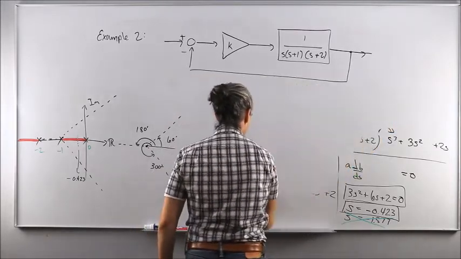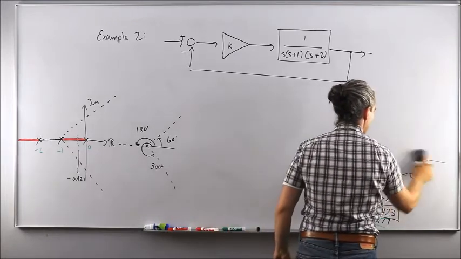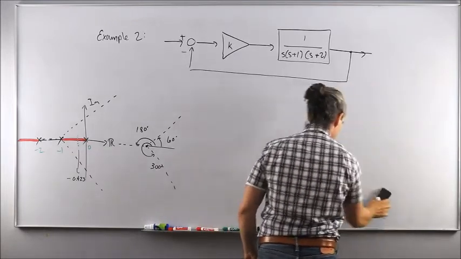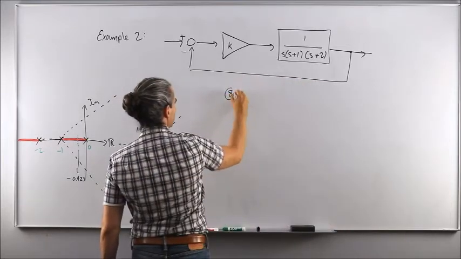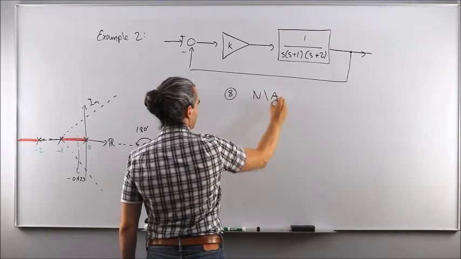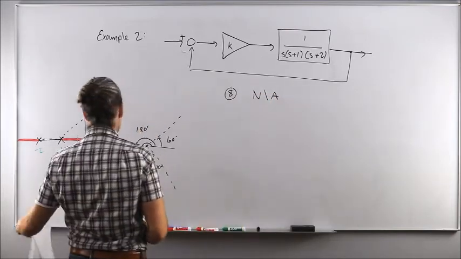Departure, arrival angles for any complex zeros and or complex poles. Look at what we have. I'm going to say not applicable because we don't have any complex poles or zeros.